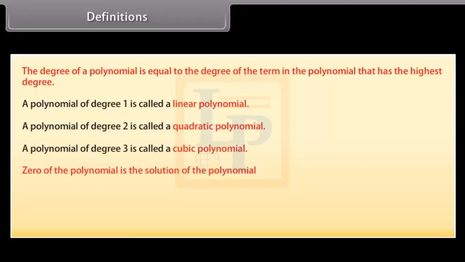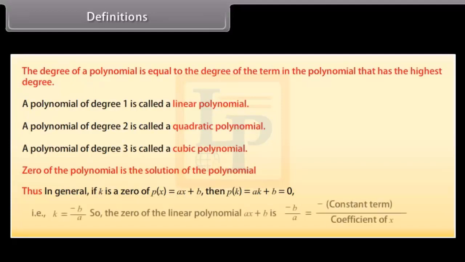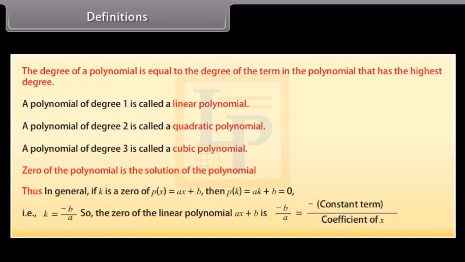Zero of the polynomial is the solution of the polynomial. Thus, in general, if k is a zero of p(x), which is equal to ax plus b, then p(k) is equal to ak plus b, which equals 0. That is, k is equal to minus b upon a. So the zero of the linear polynomial ax plus b is minus b upon a, which equals minus constant term upon coefficient of x.